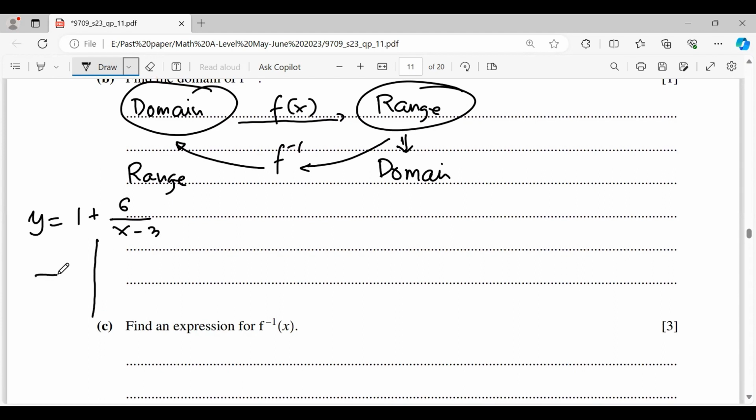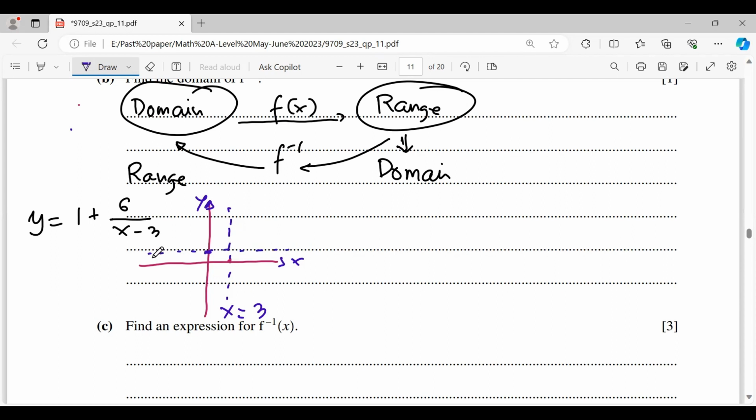Like this. I need more space. Okay, here. If you sketch this graph, first the asymptote is x equals 3. There are two asymptotes. I'm going to show you. This is the asymptote, a straight line x equals 3, and the second asymptote here, y equals 1. This is the y axis and this one the x axis.